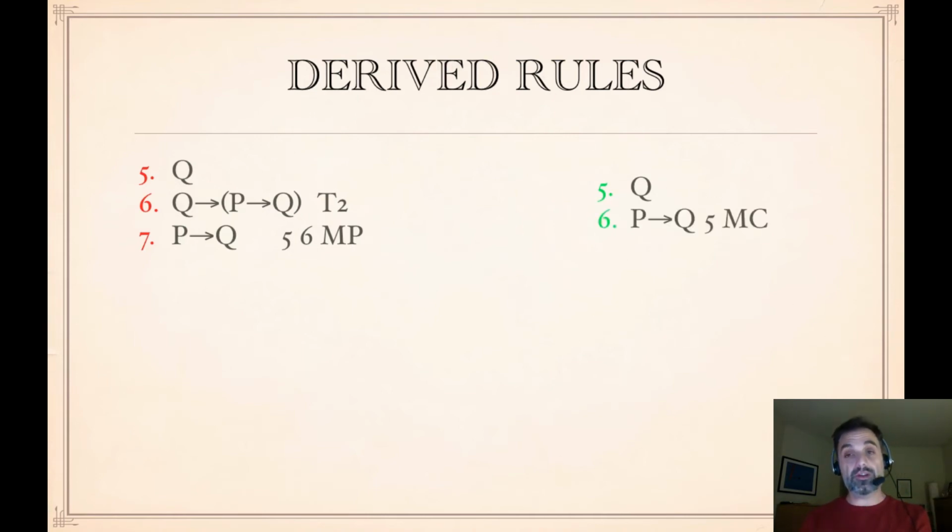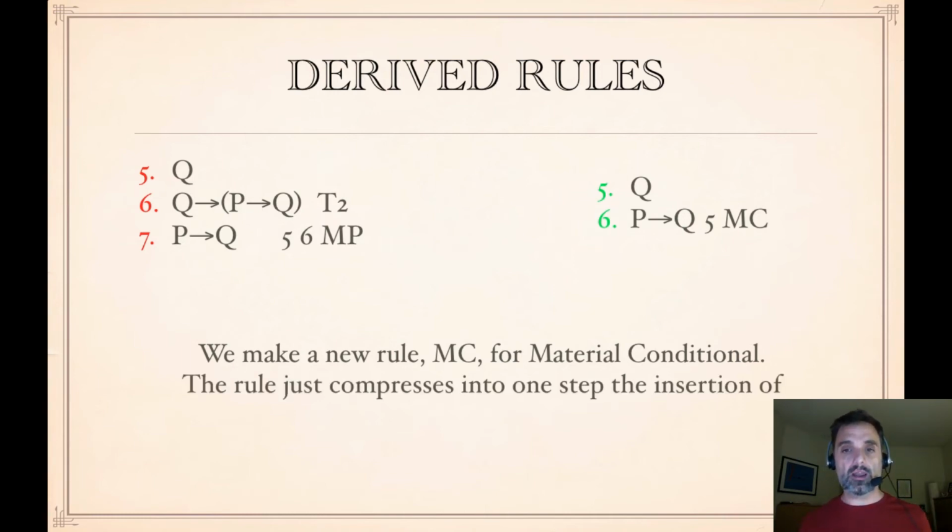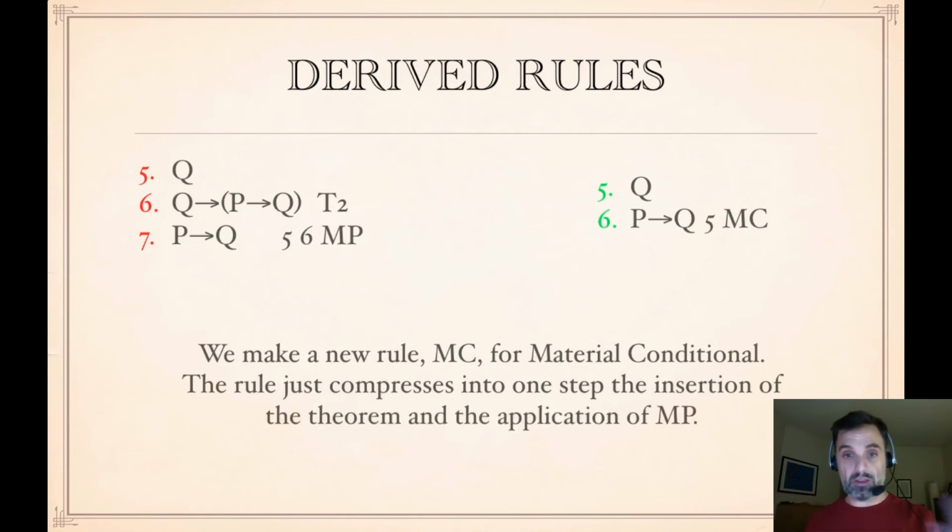Note here, the justification for line 6 is 5 MC. So what's happening here? We make a new rule, which we abbreviate as MC for material conditional. Don't worry about why that's the name of the rule. That's what we're calling this rule. And that rule compresses into one step the two steps on the left. So instead of having to first write down the theorem and then apply modus ponens, we can instead in one step say, take this theorem and this sentence on another line and apply modus ponens to the theorem and the other line, and what do you get? And that's what we get. You get if p, then q.